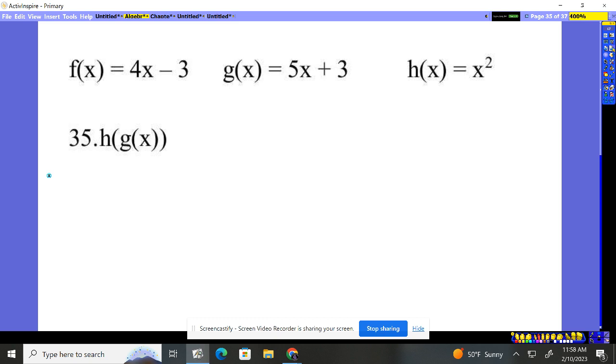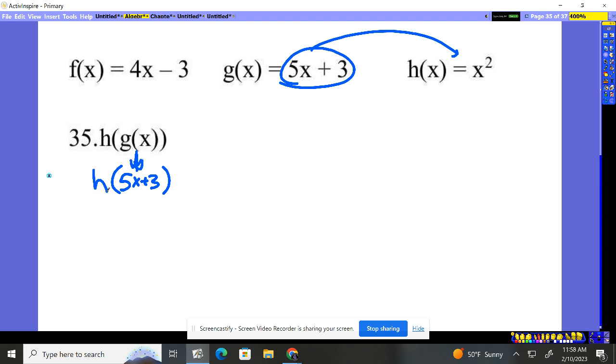35, h of g of x. Now it doesn't say h of g of 2, so I can't plug 2 into the g function. So I'm just going to write what is the g function, because it wants you to take the g of x function and plug it into the h function. So g of x is 5x plus 3. This is all I have to do. I simply write what g of x is right there, 5x plus 3. And now I know I got to take that 5x plus 3 and plug it into the h function.